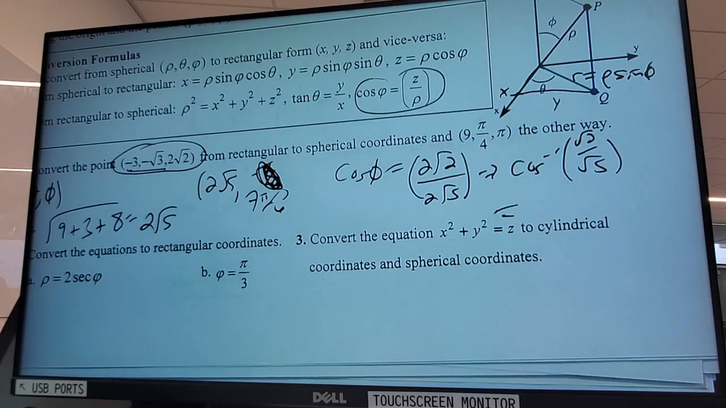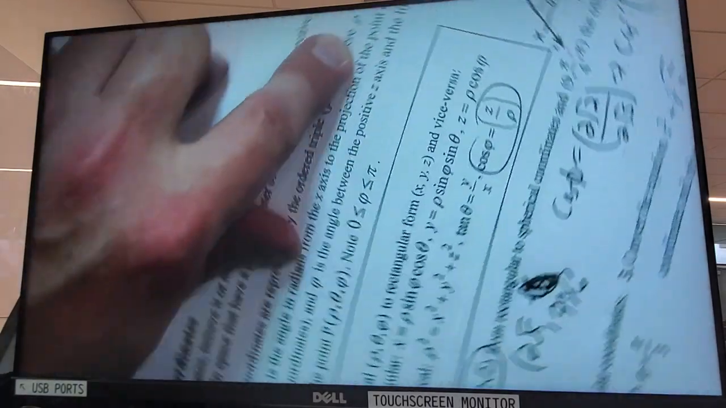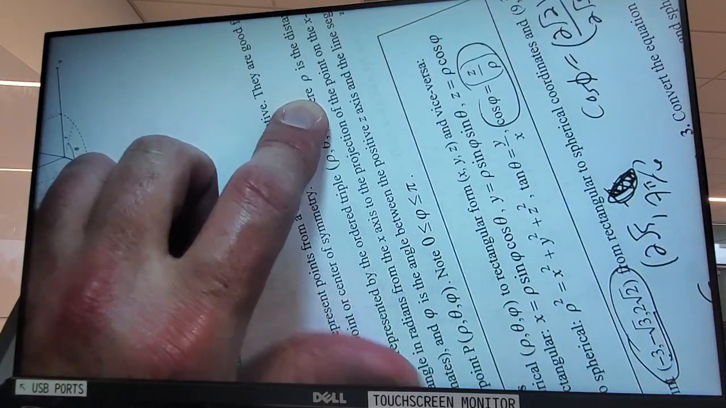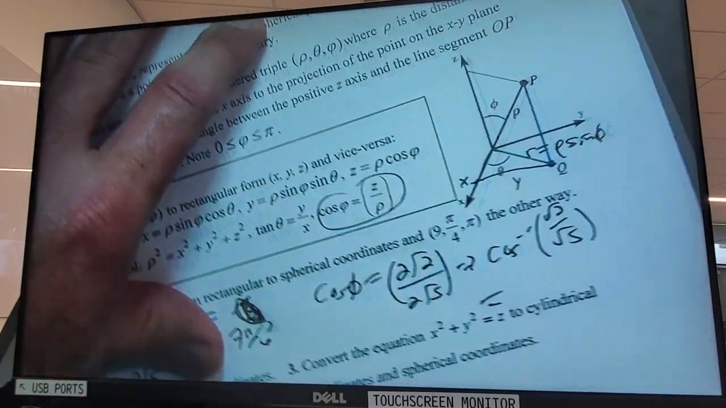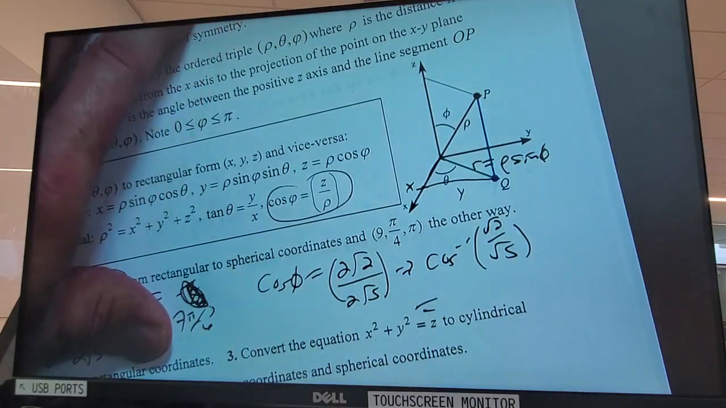Yes? Wouldn't, based on the picture, it be because the sine is opposite over hypotenuse and cosine is adjacent over hypotenuse? But the z is our opposite and our rho is the hypotenuse. So wouldn't it be a sine theta?